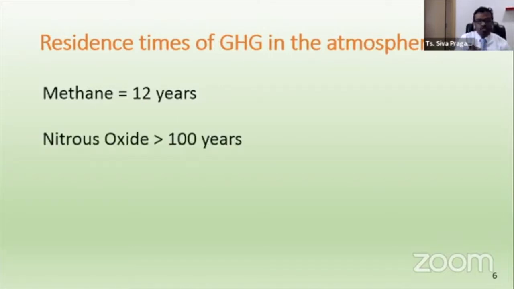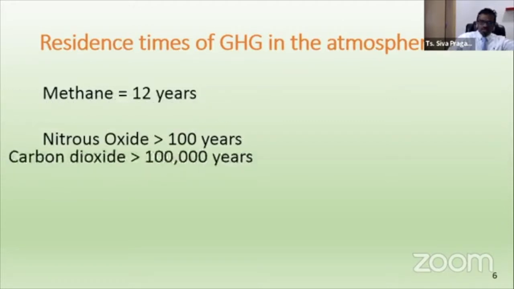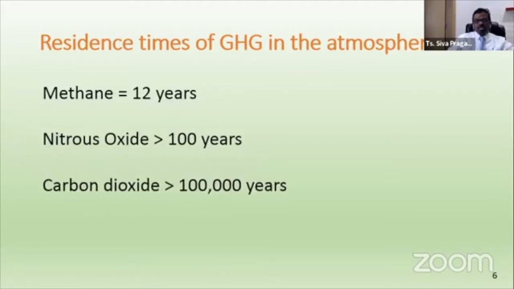Next, we are looking at nitrous oxide. Nitrous oxide is also a very bad GHG, right? These are among the classes of GHG which are massively being produced. And nitrous oxide exceeds 100 years of residence time in the atmosphere. Once it's released, it stays unless it is mechanically removed, right? It stays.